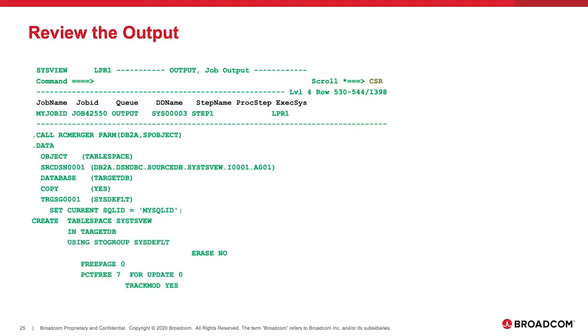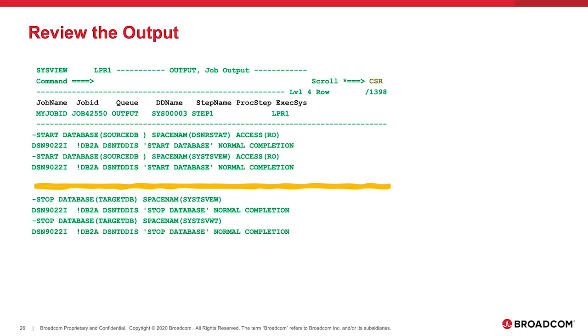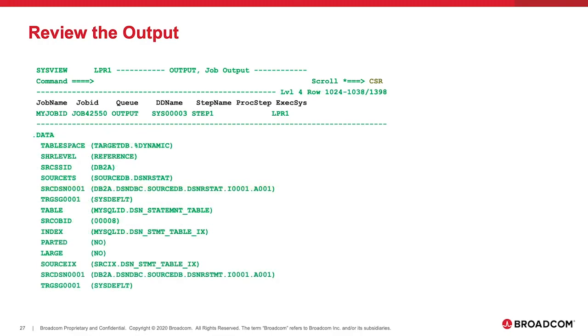After the objects have been created, RC Merger prepares for copying the data, so at this point the source objects are started in read-only mode and the target objects are stopped. Then the data migration occurs as is shown here. This section of output details the source table space and index as well as the target table space, table and index. This continues if we page down. Here we see the remainder of the instruction to copy the data, followed by the confirmation that 180 pages were copied for the index and table space.